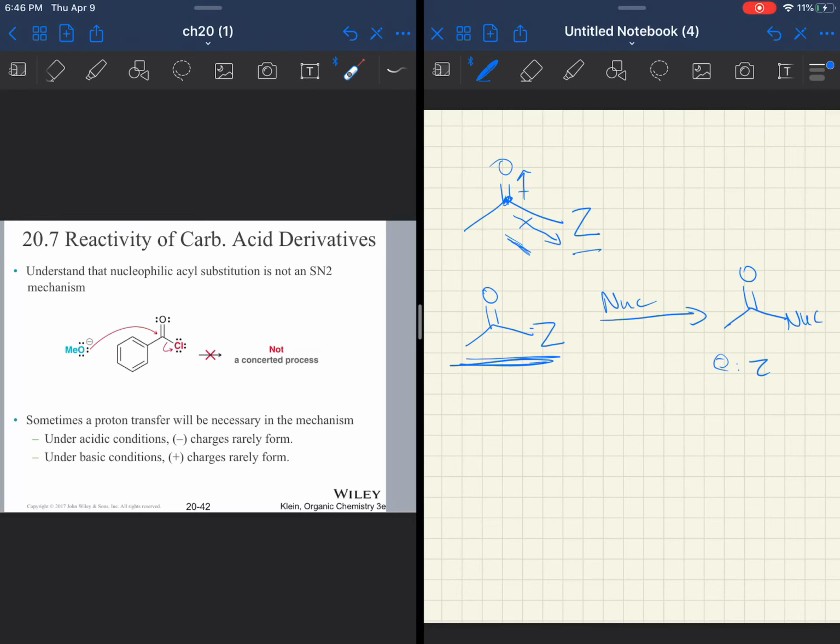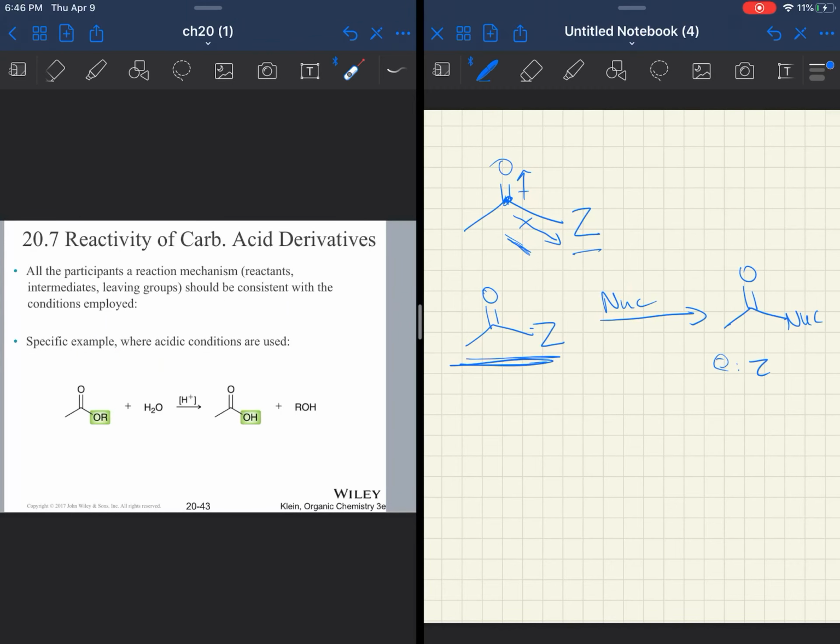All right, just reiterating, not a concerted process. I want to stop here for a moment. We get this reminder periodically. If a reaction is under acidic conditions, then you are not going to produce strong bases. You are not going to use strong bases. If we have basic conditions, we are not going to produce strong acids. We are not going to have positive charges.